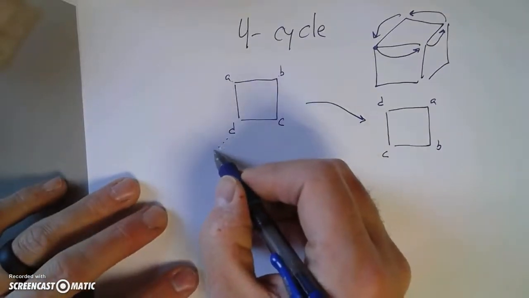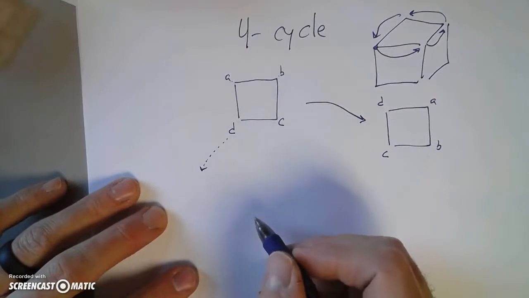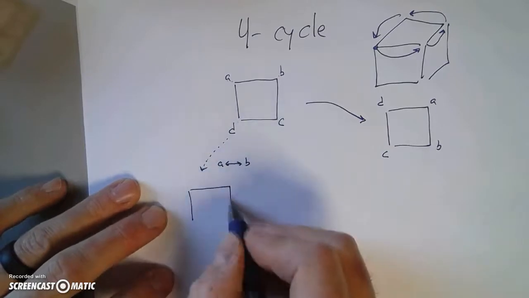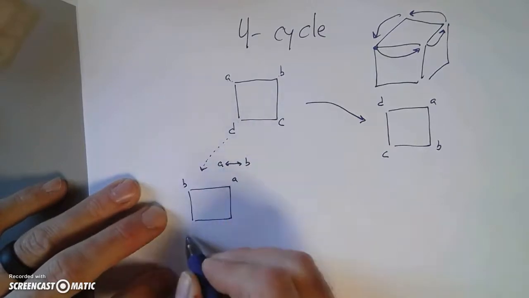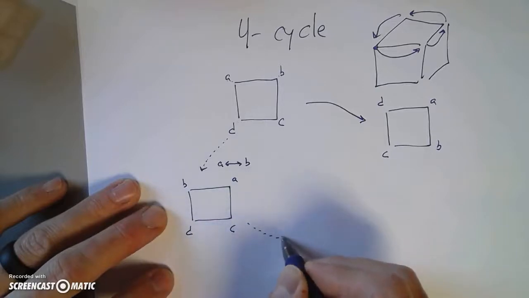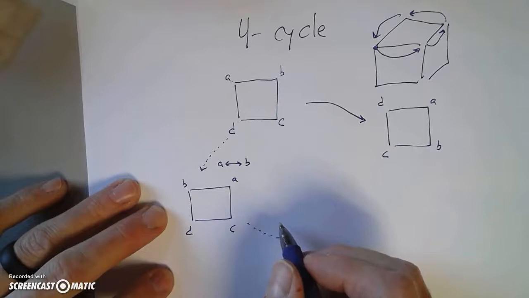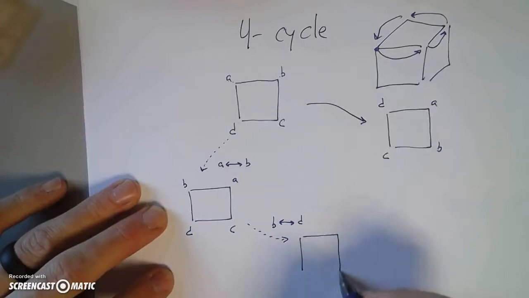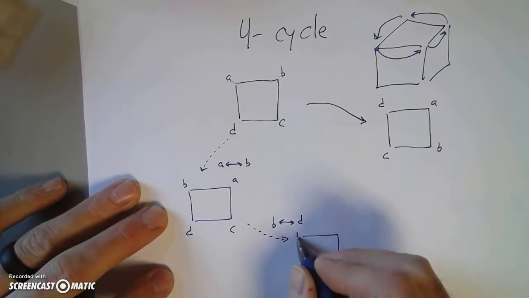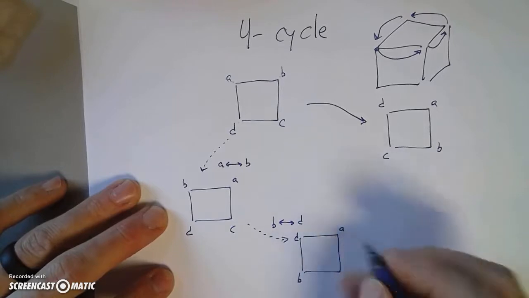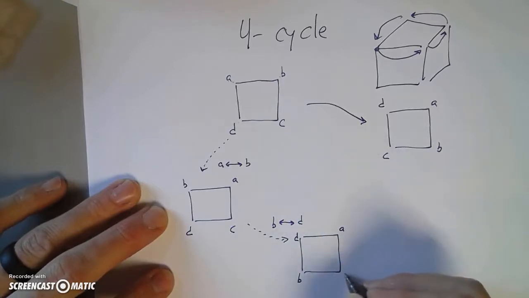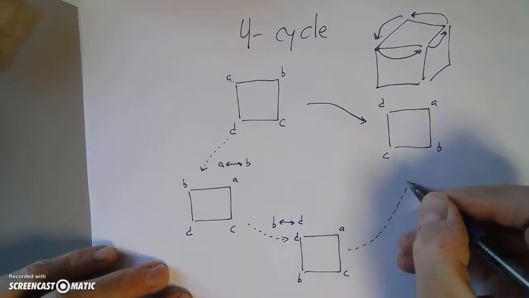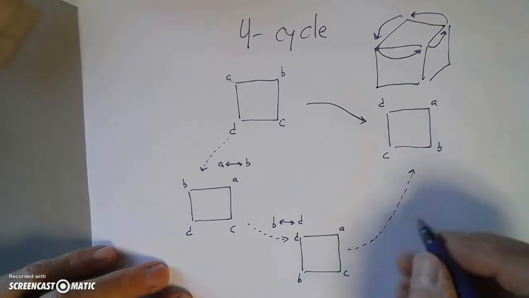But let's see how many swaps it would take to accomplish this. I'm going to swap A and B, and then that would give me this. And then I'm going to swap, let's see, B and D. This isn't the only way you could do this, but I suggest trying it. You can do it with more swaps than me, but it'll still be odd. And then the last swap that I need to do would be B and C.